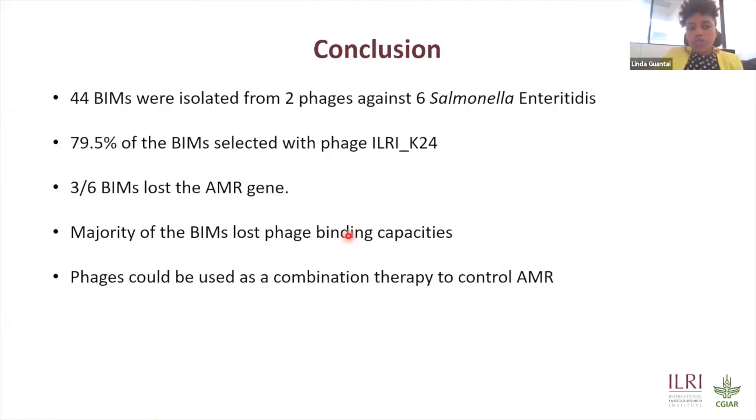So in conclusion, 44 BIMs were isolated from 2 phages against 6 Salmonella enteritidis isolates, and 79.5% of the BIMs were actually selected with one of the phages, K24, and 3 out of 6 of the BIMs lost the AMR gene. The majority of the BIMs also lost phage binding capacities. So in conclusion, our phages could be used as a combination therapy to control antimicrobial resistance.